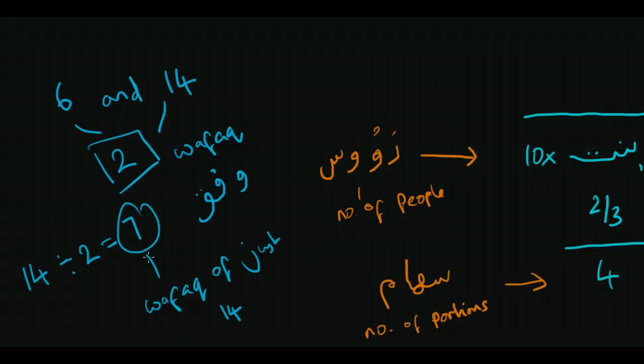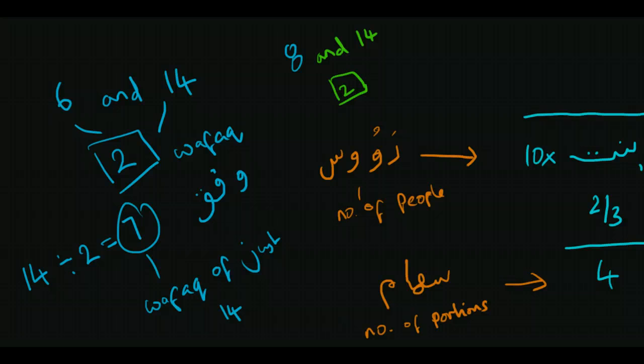It doesn't always mean the wafaq of 14 is going to be 7, because if we take another example, if we take 8 and 14, then again the wafaq of 8 and 14 is 2, and 14 divided by 2 is 7, but it's not always going to read that way. Once I think of a couple of examples, then I can give you some.